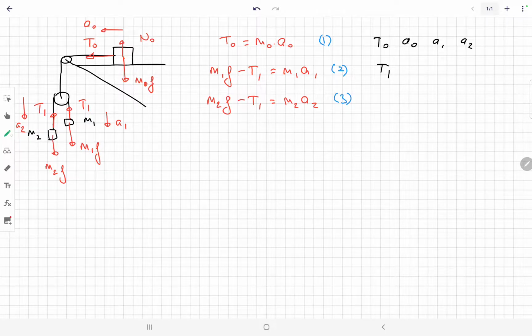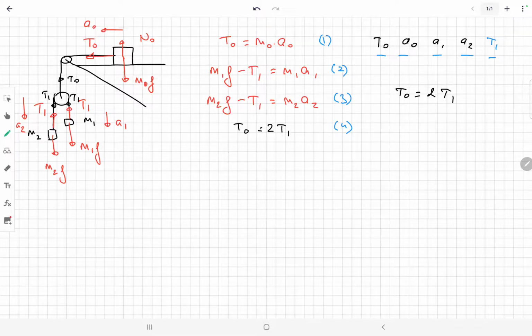But we know that T0 actually equals what? It relates to T1. Why? Because of this pulley. The movable pulley has no mass. So according to Newton's second law, the total force acting on the movable pulley should be equal to 0. So upward we have T0, downward we have T1 and T1. So T0 should be equal to 2 times T1. This will be our equation number 4. So basically we have 4 equations, but 5 unknowns, yes?